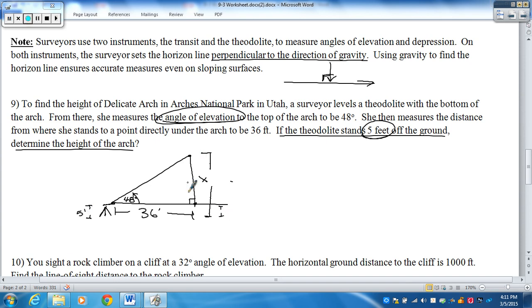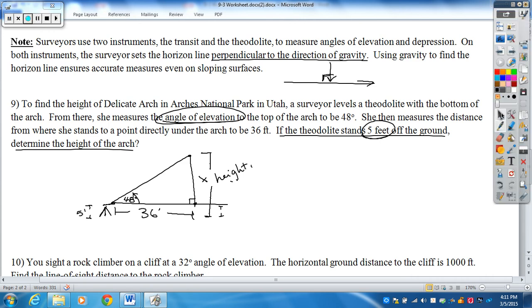So you're going to find out what X is using your trig function, and you're going to add in 5 feet down here to get your total height of the arch. Okay? So keep that in mind. Go ahead and do that for me, and again, I'll be checking that tomorrow at the beginning of class.